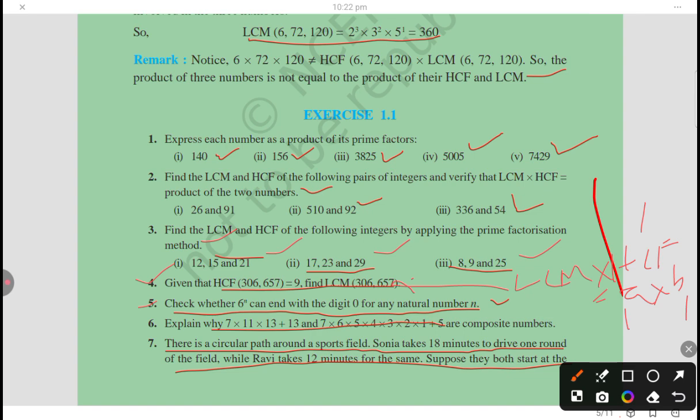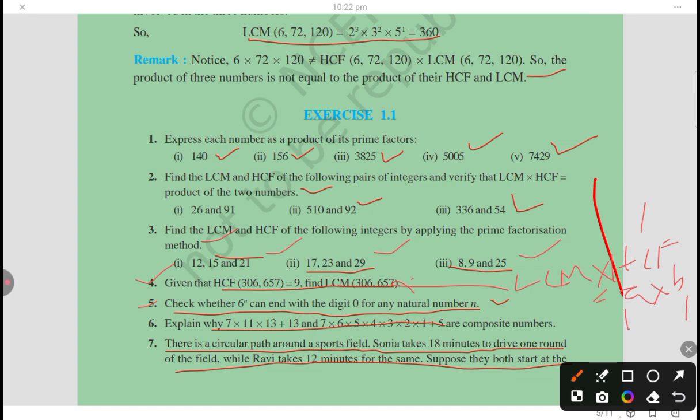Previously we have discussed 4 power n. Similarly, you do it. Okay? And explain why 7 into 11 into 13 plus 13 and 7 into 6 into 5 plus 5 are composite numbers. Take out the common numbers. Here 13 and 13 are common. Then you will get one expression. Here 5 and 5 are common. Then you prove it.